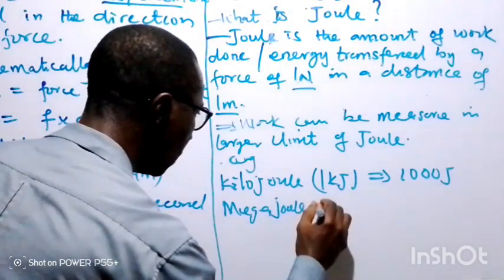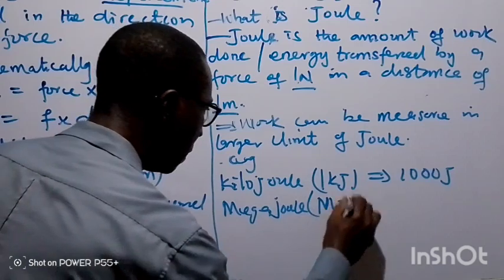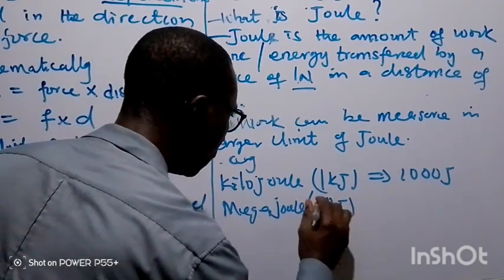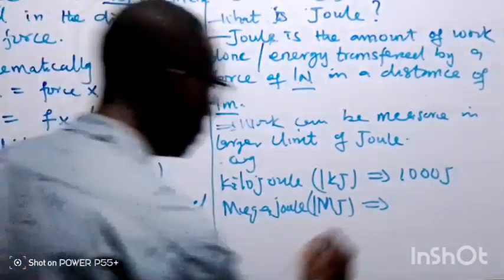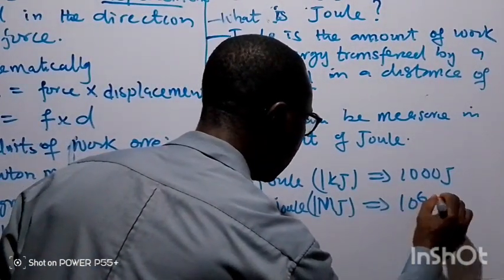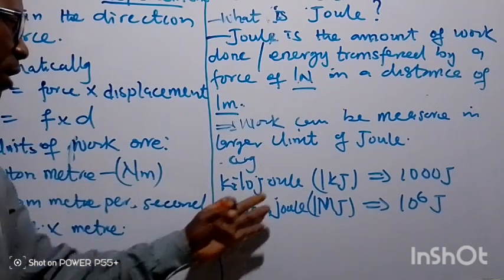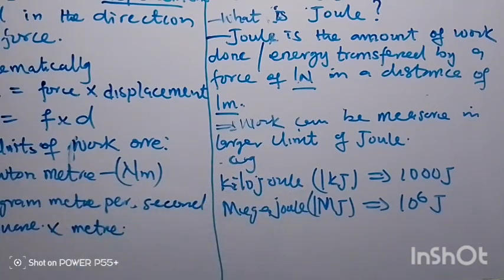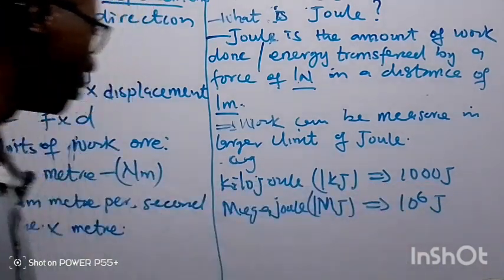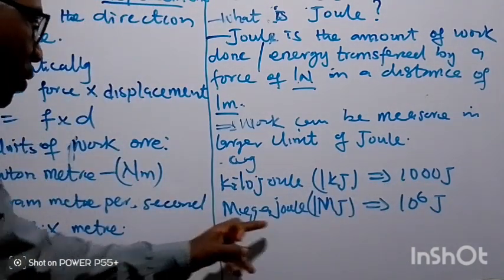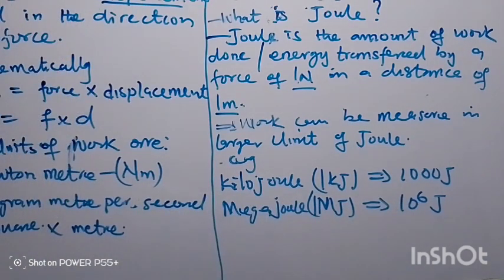That is mj. And 1 megajoule is equivalent to 10 raised to power 6 joule. So when work is to be measured in a larger unit, then we can use kilojoule and megajoule. And 1 kilojoule is equal to 1000 joule. And for megajoule, 1 megajoule is equal to 10 raised to power 6 joule, or 1 million joule.